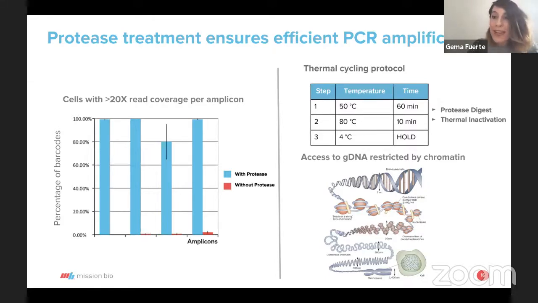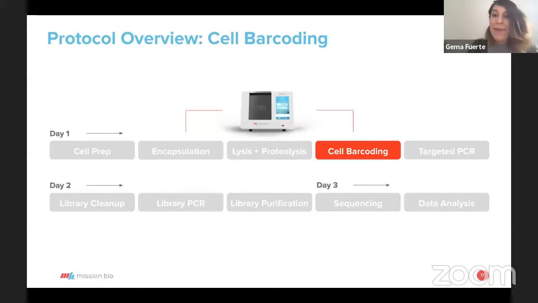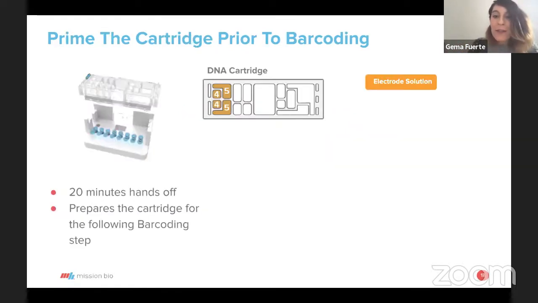Right, so after the protease treatment, we are ready for barcoding. But before barcoding, notice that we haven't done much hands-on time so far. So before barcoding, we have to prepare the cartridge. This is the same cartridge that we use for encapsulation, but just different reservoirs we are using now. We have to prepare the cartridge in order to have it ready for the combination of the oil droplets that we have just digested, with our barcoding primers and reagents.